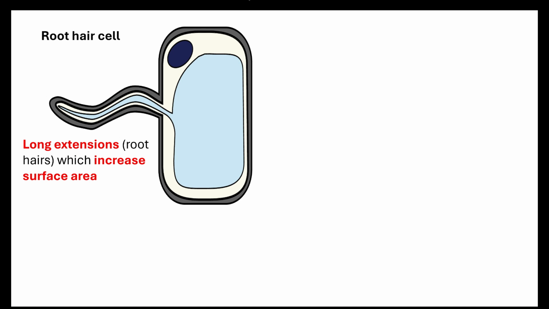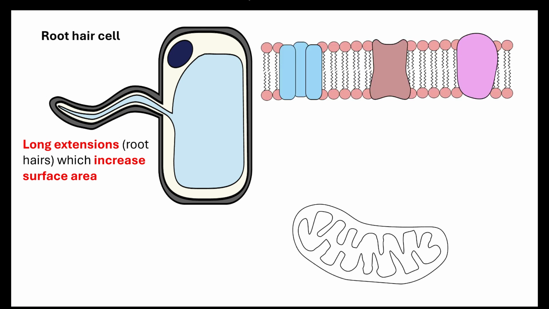But as I said before, it needs to absorb and take in these mineral ions and water. So therefore, we have to think about our membranes. We have our cell wall, but we also have a membrane which is selectively permeable. So therefore, it's differentiated to have very specific channels to allow the molecules that it needs into its cell and into the plant to get across.